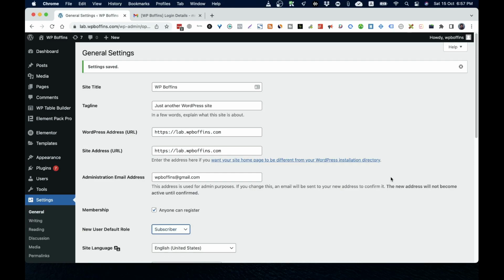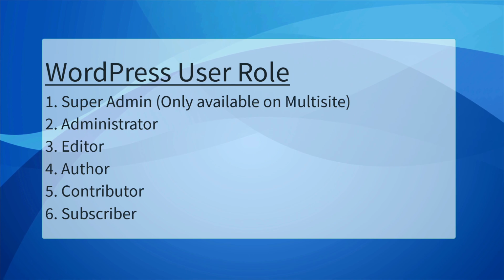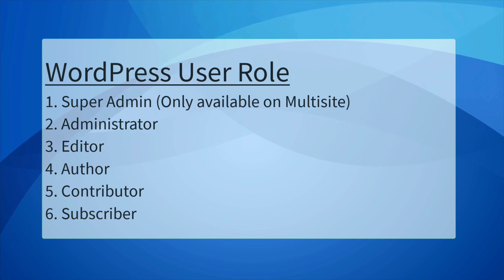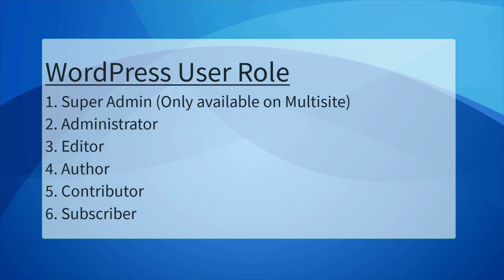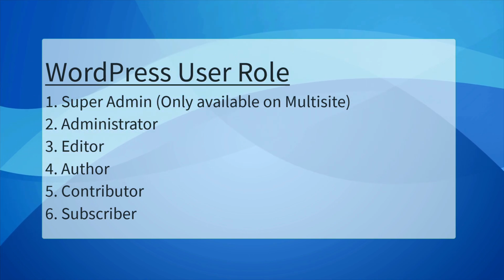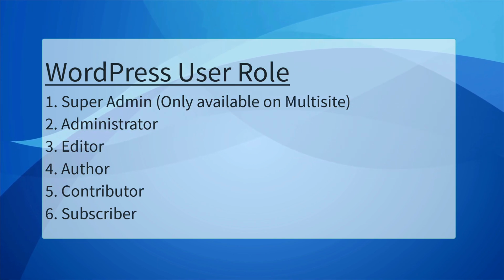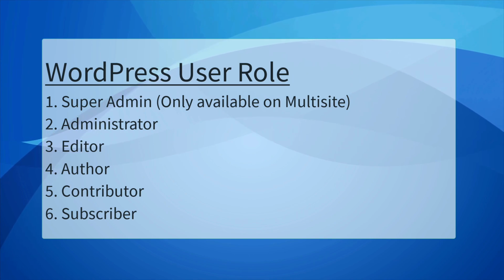Now, if you want to know more about the roles and capabilities, I'm going to explain that now. What are WordPress user roles and their capabilities? WordPress has 6 predefined roles: super admin, administrator, editor, author, contributor, and subscriber. But you will only have 5 roles if you are not under a multi-site WordPress network. That means if your WordPress setup is single site, then you will have 5. If your setup is multi-site, then you will have 6.